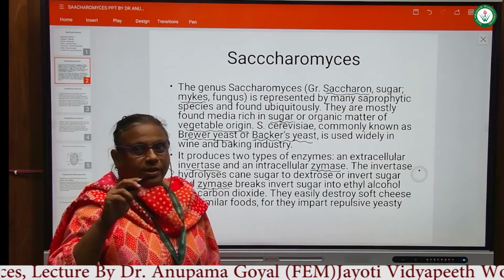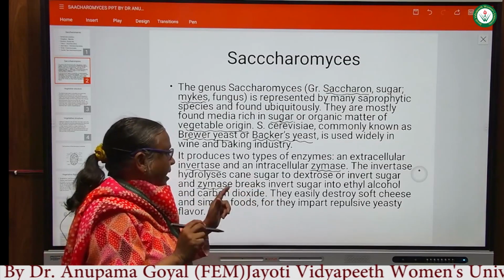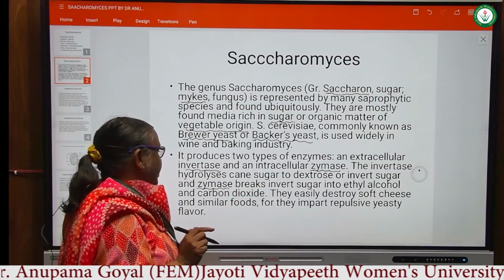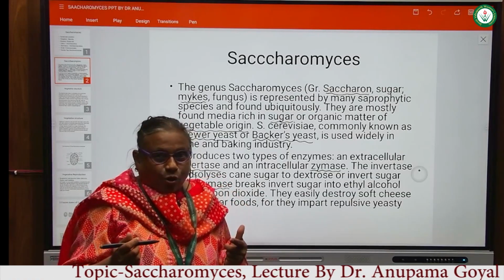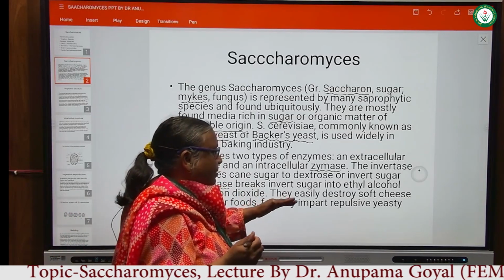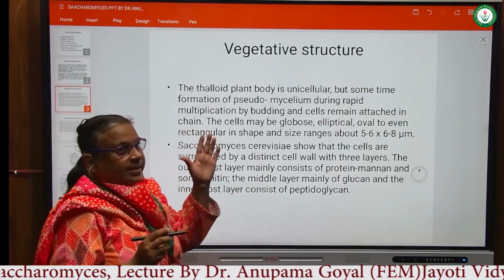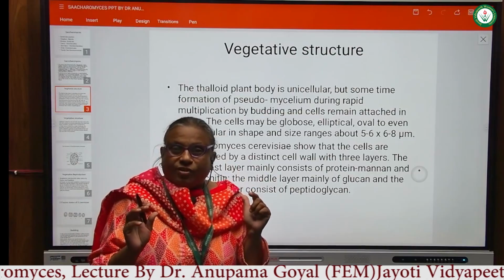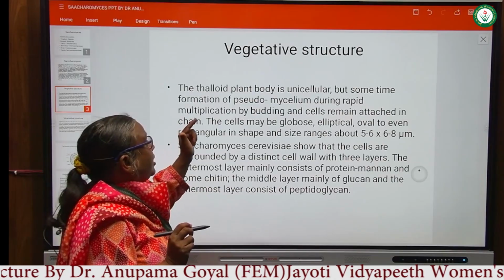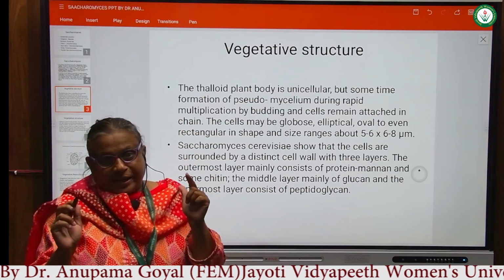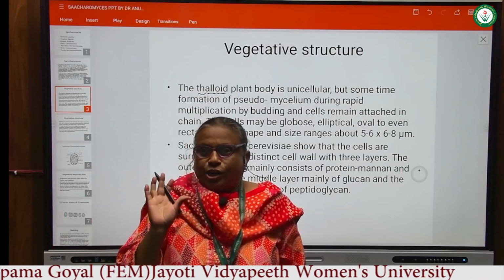It breaks down the sugar into ethyl alcohol and carbon dioxide, and they easily destroy soft cheese and similar food items, and for this they impart a repulsive yeasty flavor. Now next, what is the vegetative structure of the fungus Saccharomyces? As you well know, the vegetative plant body is thalloid in nature. It is a thalloid plant body, and this plant body is unicellular.